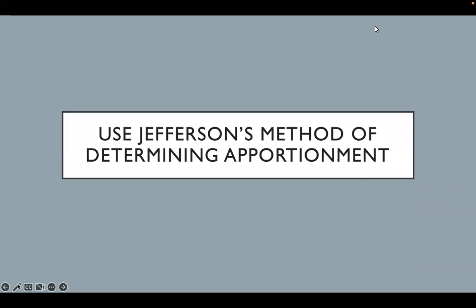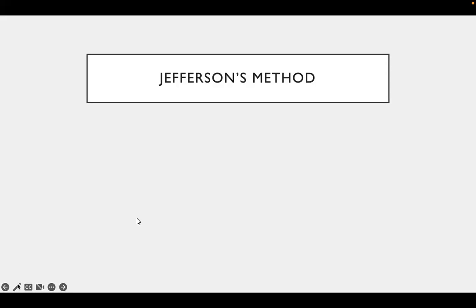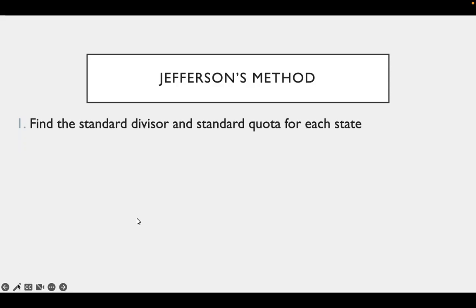Use Jefferson's method of determining apportionment. What is it? How do we use it? Jefferson starts like the other methods in that we find the standard divisor and standard quota for each state. Jefferson's method uses the lower quota.